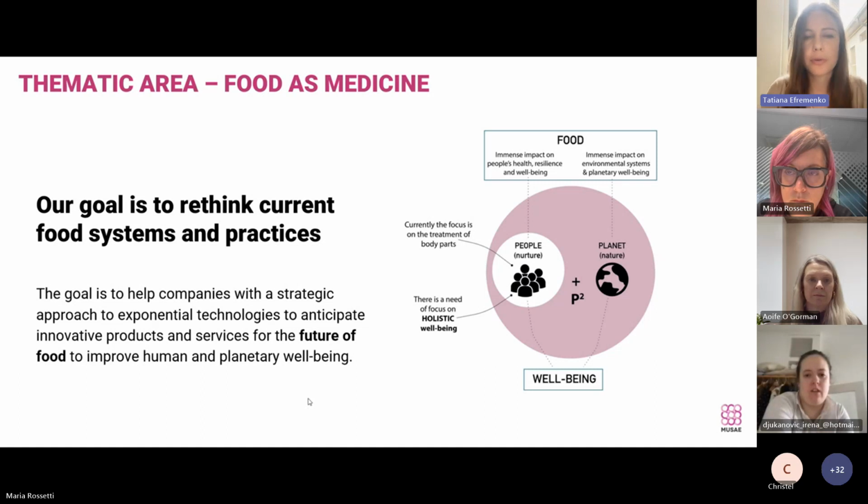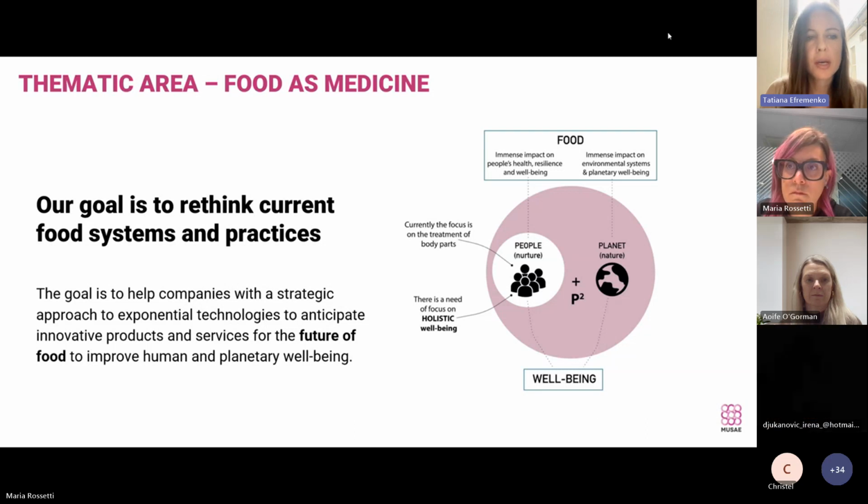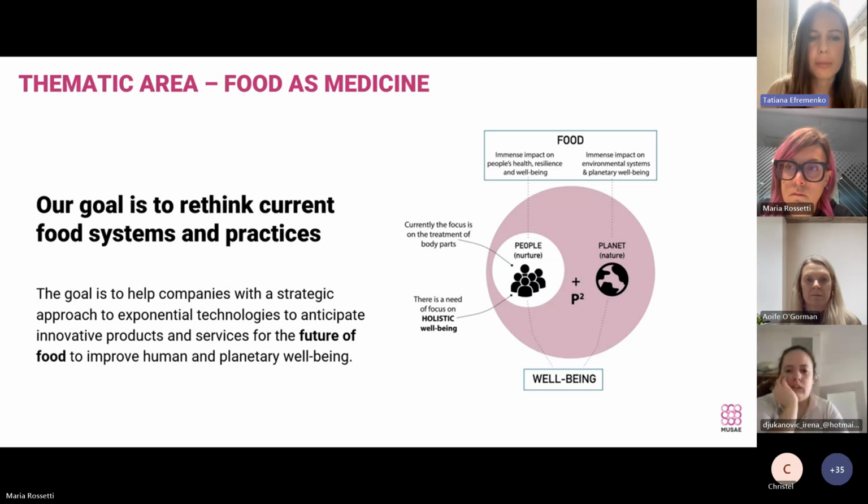And the main thematic area of our project is food as medicine. As we know, the chains of production, supply, consumption, and waste in our food systems have a huge impact on both people's and planetary well-being and health. And so the primary goal of the MUSAE project is to rethink current food systems and practices. Also in line with this bigger thematic area, our aim is to help companies with a strategic approach to navigate the exponential technologies landscape and to anticipate innovative products and services for the future of food, focusing on both human and planetary well-being.